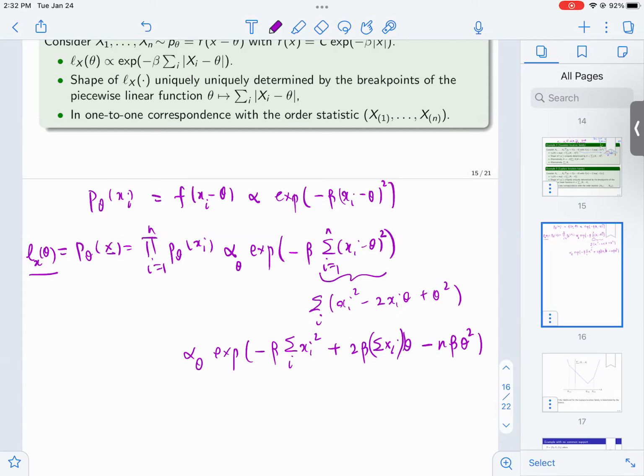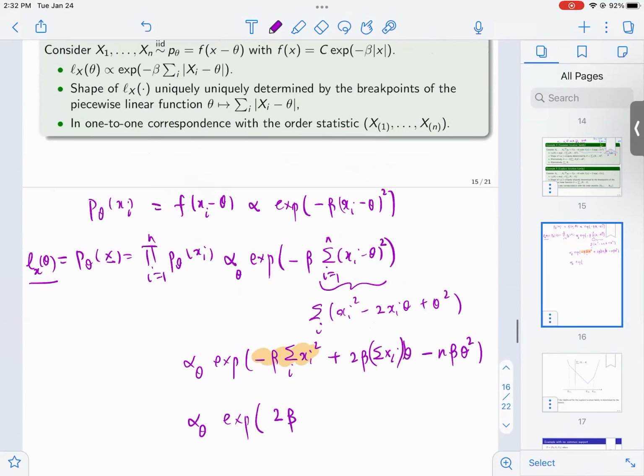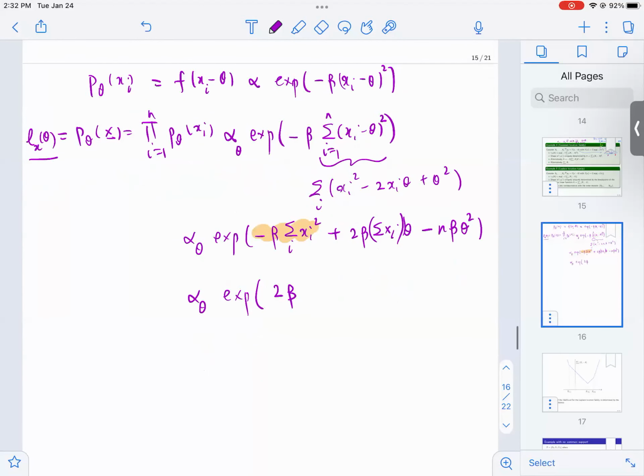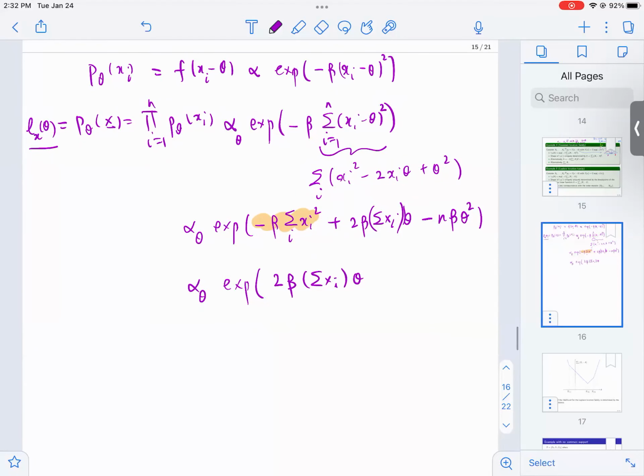And then what I'm saying is, I can discard this term, right? I can write something like 2 beta summation xi theta minus n beta theta squared. So why can I ignore that term? It's not a function of theta.